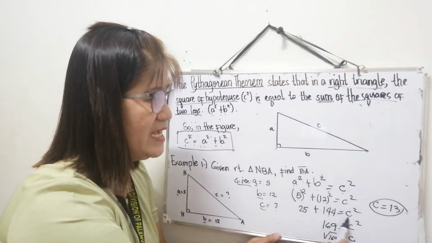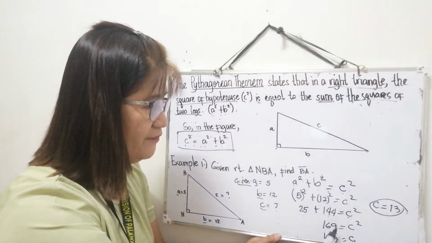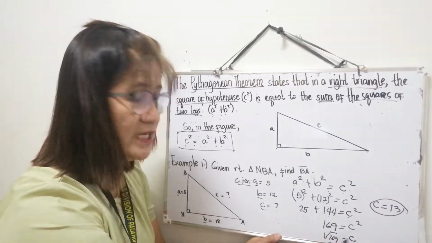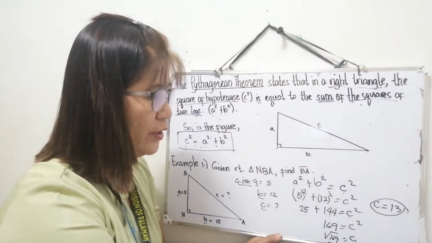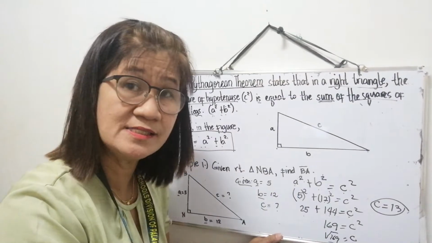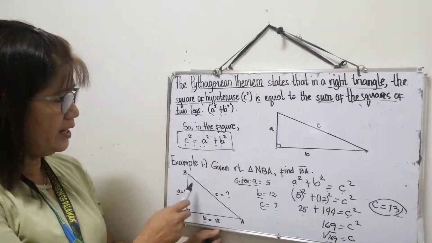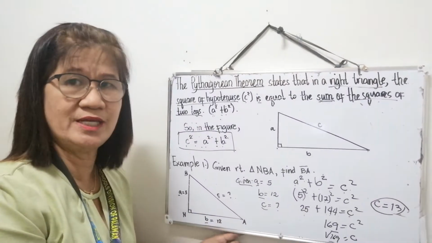Then C is missing. You add 25 plus 144, the answer is 169. To get the value of C, the length of our hypotenuse, we're going to extract the square root of 169, and that is equal to 13. Therefore, the length of our hypotenuse here is 13 units.